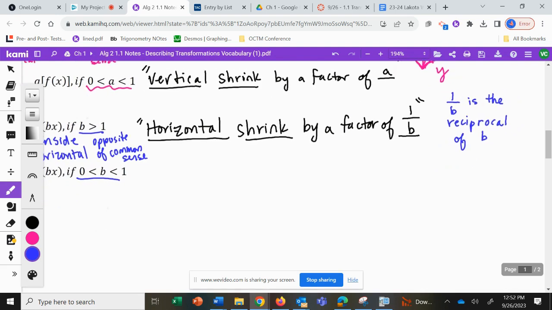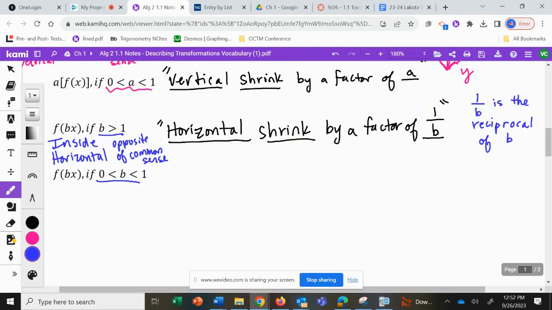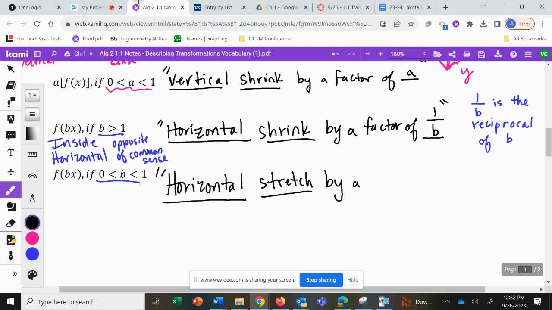So for the second one, if B is between 0 and 1, we're going to do a horizontal stretch by a factor of 1 over B. And again, that is the reciprocal of whatever B is.